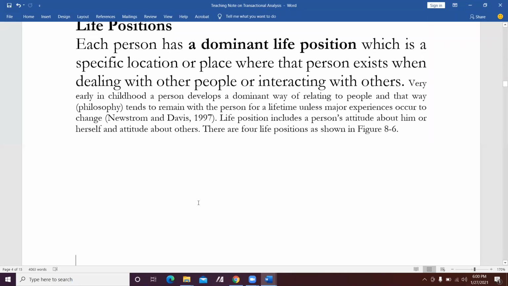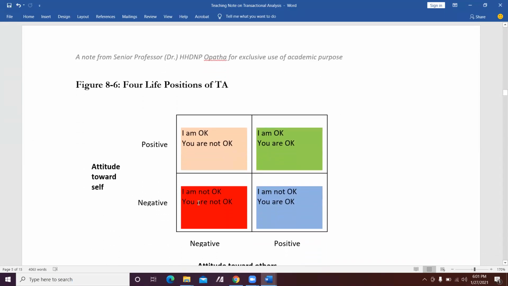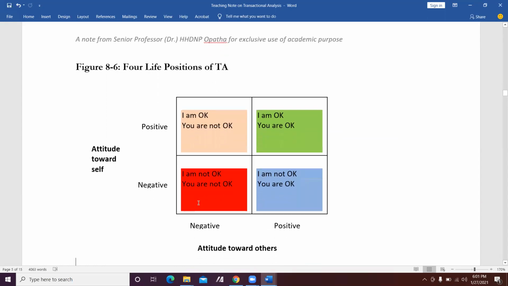There are four life positions. Go to this figure. You can see there are four life positions. Have a serious look and try to understand.